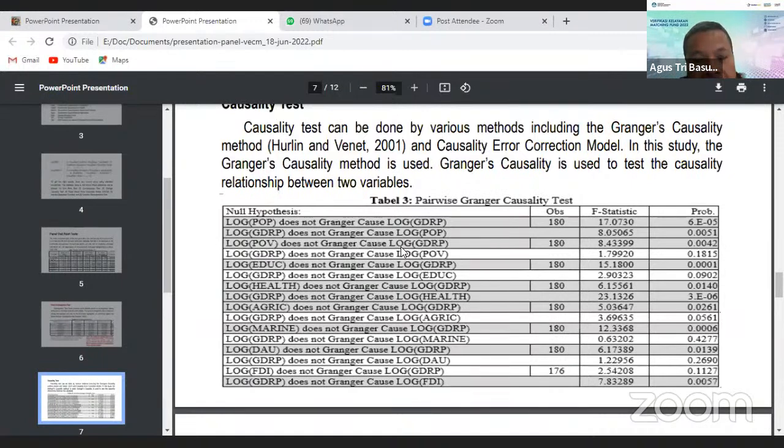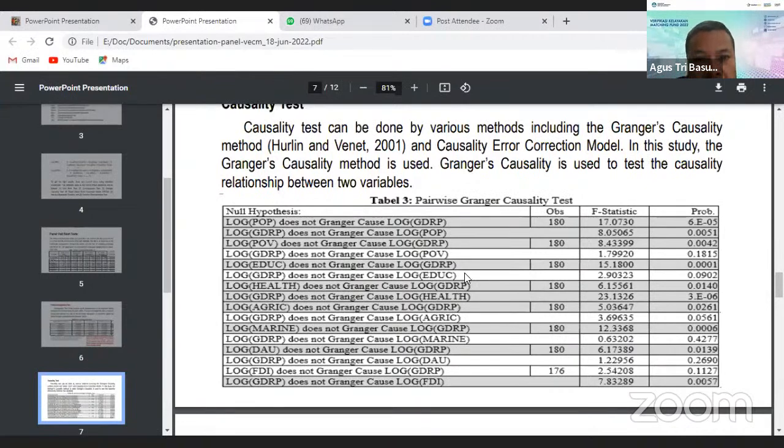Only a one-way effect from GDRP to poverty. You can see GDRP and health. This is intercorrelation, from health to GDRP and GDRP to health.